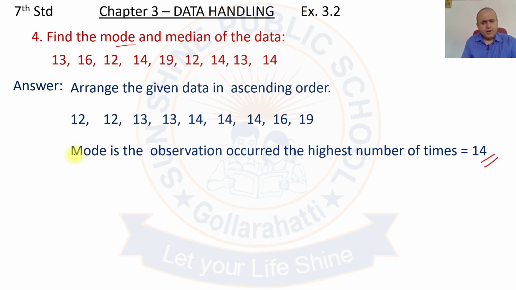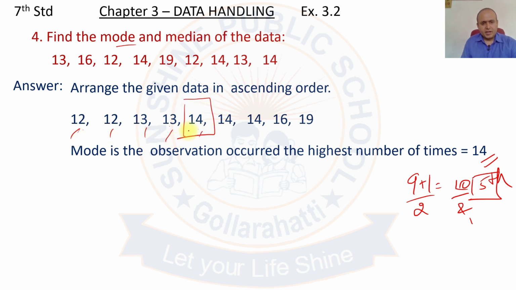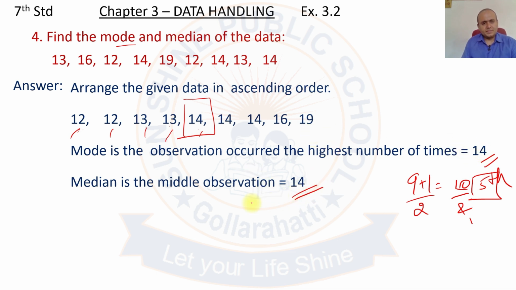To find the median, we have to count the number of terms: 1, 2, 3, 4, 5, 6, 7, 8, 9. So there are 9 terms. I'll add 1 to it. 9 plus 1 is equal to 10, divided by 2, that is 5. Therefore, the fifth term is called the median. The fifth term is 1, 2, 3, 4 and 5. This is called the median. The median, the middle observation, is equal to 14. Here the mode is also 14 and the median is also 14.